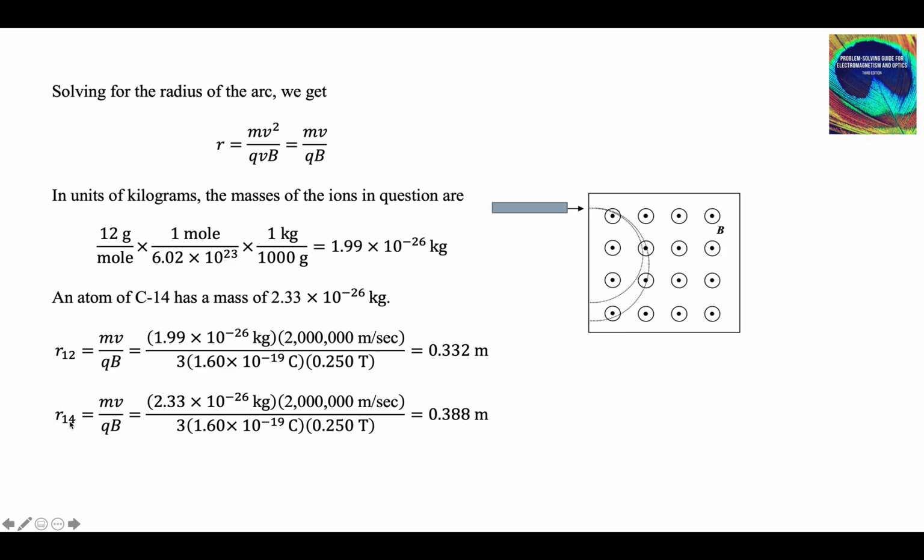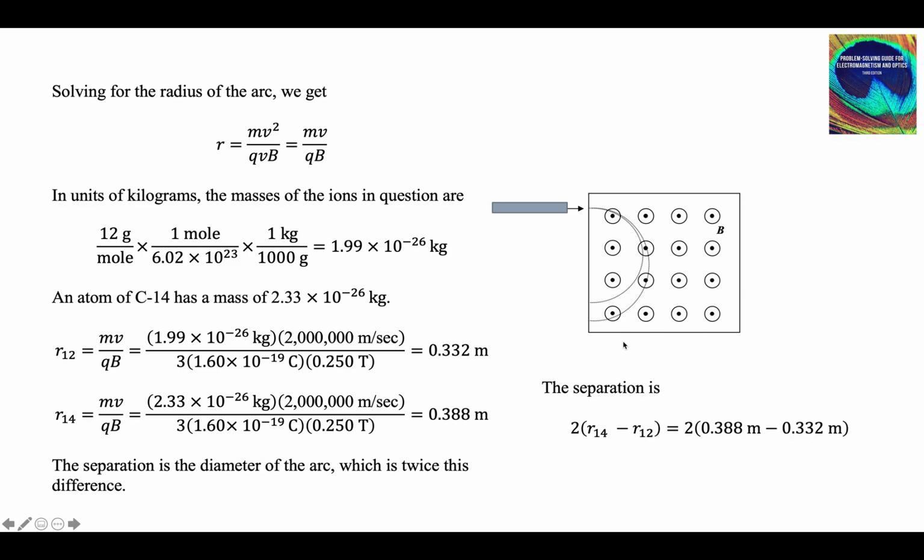Here's carbon-12, there's carbon-14. These are the radii. All right, so for the separation distance, we have to use their diameters because they're going half an arc. So the separation distance is about 11 centimeters from here to here, which is pretty big for carbon-12 and carbon-14.